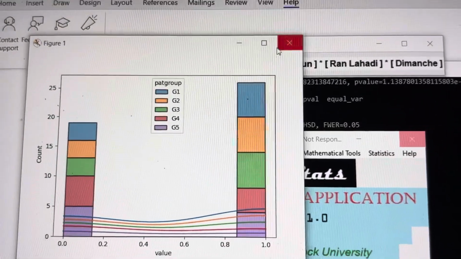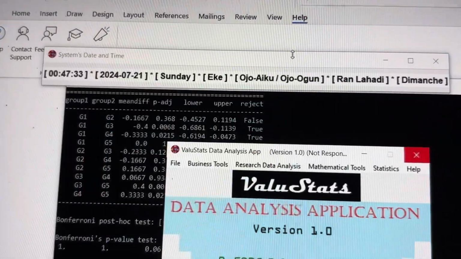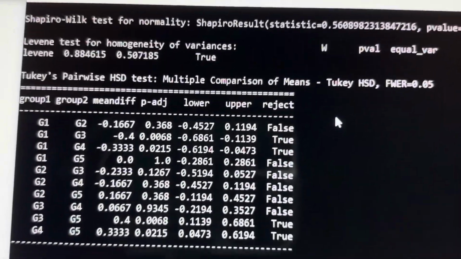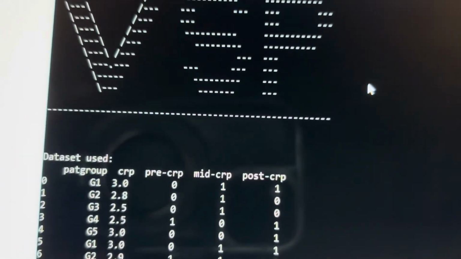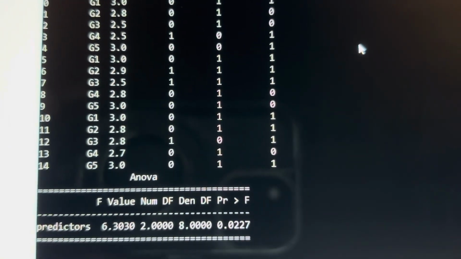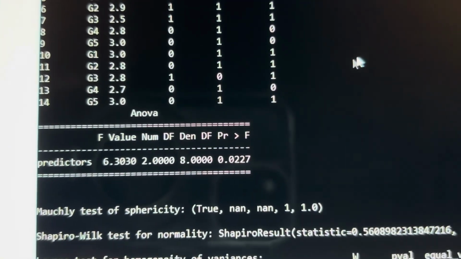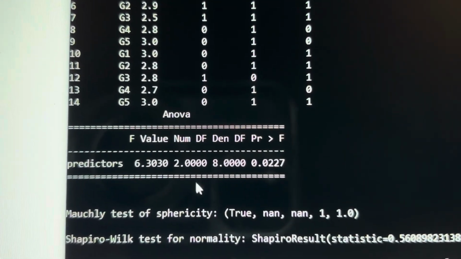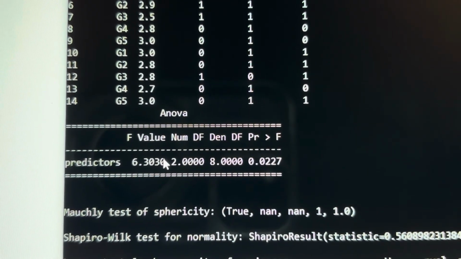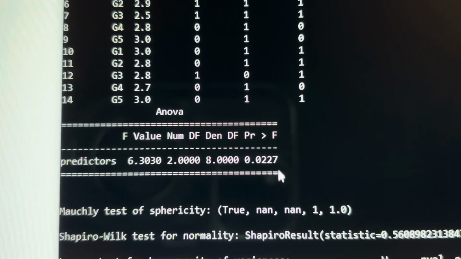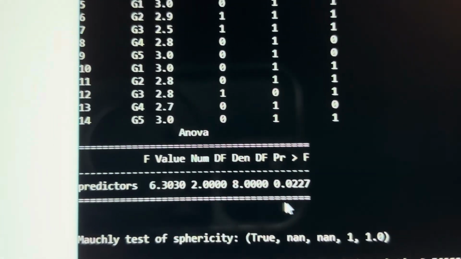However, let's leave this place, and now let's look at the results, the printable results. That is the one on the screen. You can see that for the ANOVA here, the F value is 6.3030. Then the degrees of freedom is 2.8, and the probability of the F statistic is 0.02, which is significant anyway because it's not up to 0.05.